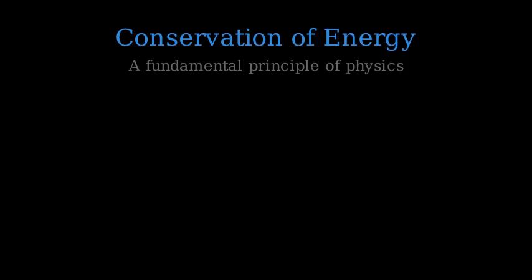It comes in many forms, but the most common types we'll focus on today are potential energy, kinetic energy, and other forms like thermal, chemical, and electrical energy. The law of conservation of energy states that energy cannot be created or destroyed, only transformed from one form to another. This means the total energy in an isolated system remains constant.